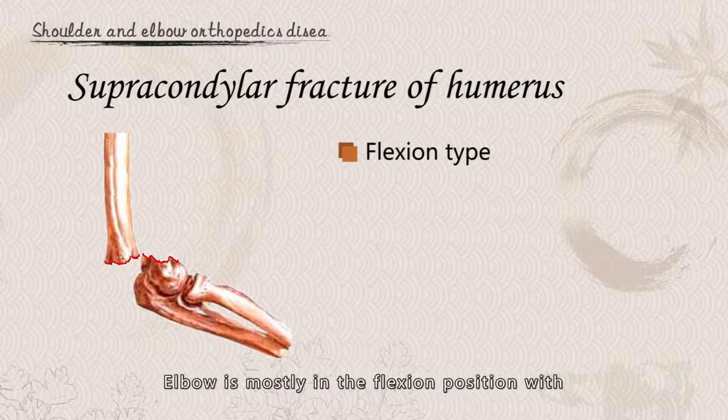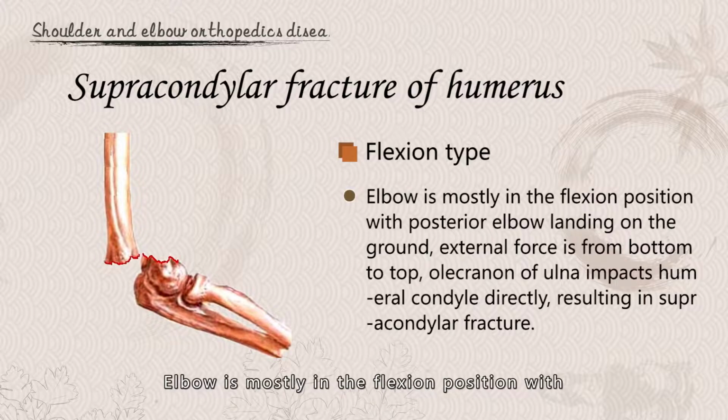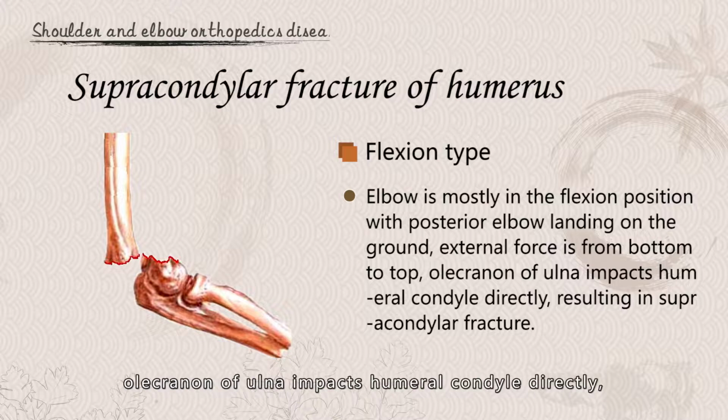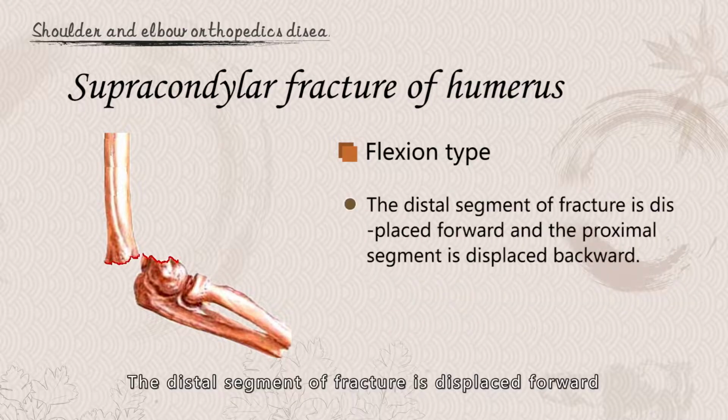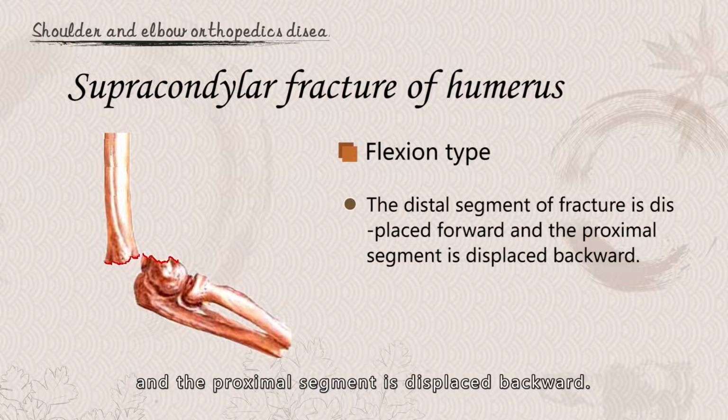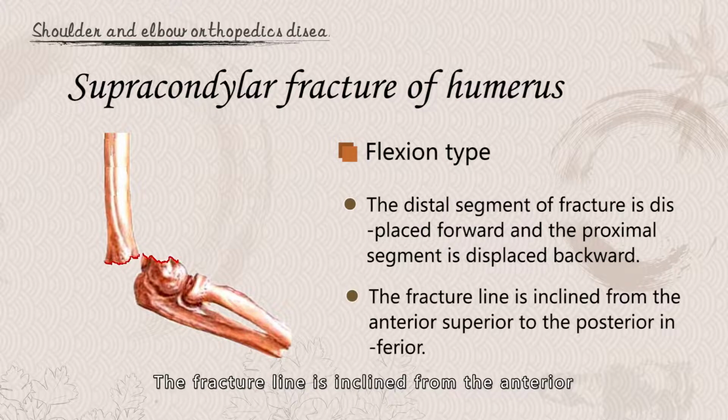Secondly, the flexion type. The elbow is mostly in the flexion position with the posterior elbow landing on the ground. The external force is from bottom to top, or the olecranon of the ulna impacts the humeral condyle directly, resulting in supracondylar fracture. The distal segment of the fracture is displaced forward and the proximal segment is displaced backward. The fracture line is inclined from the anterior superior to the posterior inferior.